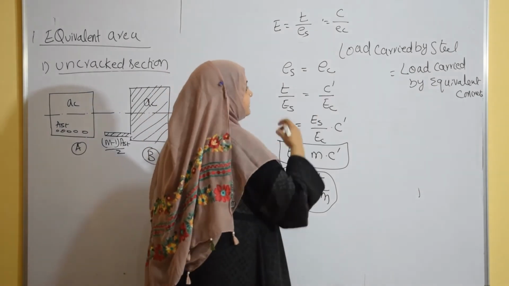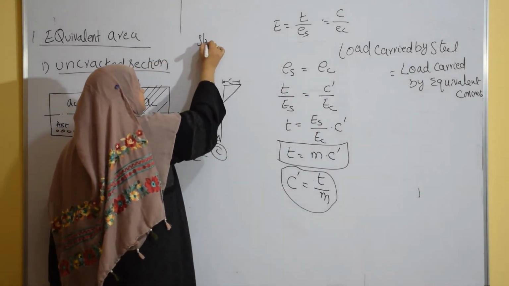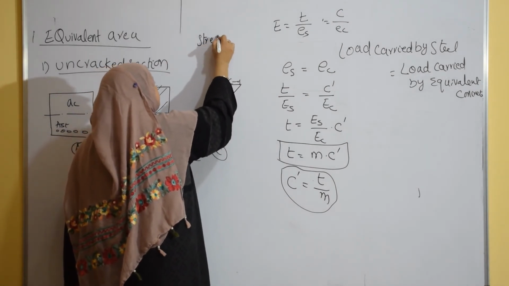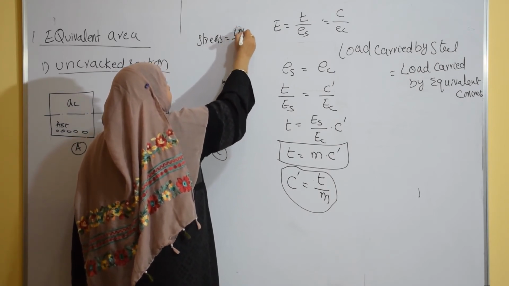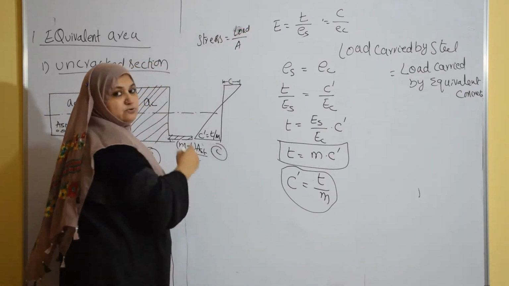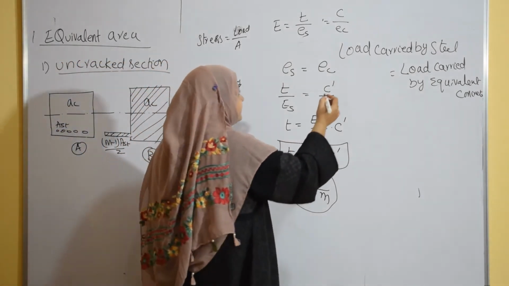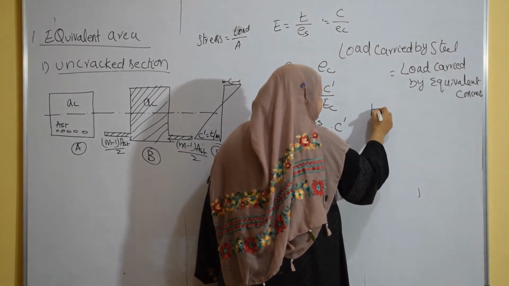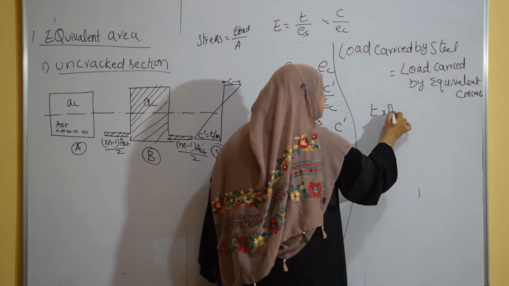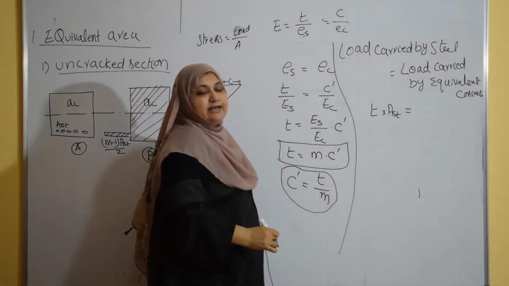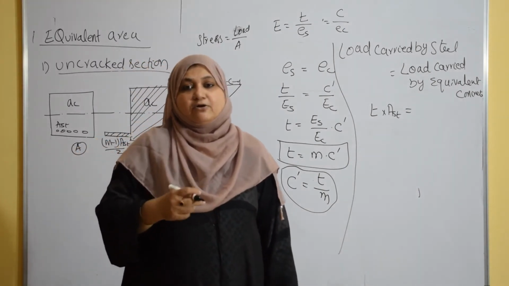Okay, so load carried by stress. Again here, stress is equal to force by area, or load by area. So load is equal to stress into area. So for steel, stress is T, so the load carried by the steel is T multiplied by AST, and it is equal to the load carried by the equivalent area of concrete.